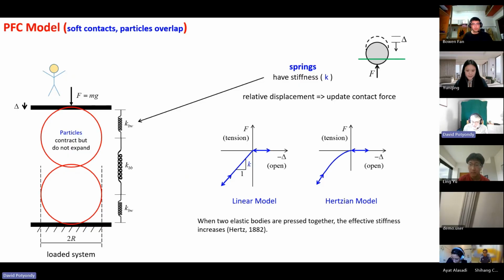This is just a quick thing. We talked about this a lot more in the first 2 lectures. I'm going over this again, Yung King, obviously, and Shihang, because I think this is important stuff. If you actually push together 2 elastic surfaces, there's a theory of elasticity solution done by Hertz in the 1880s. And what you really will find is that as you push them together, this slope will get bigger and bigger. It will stiffen. We also have this in PFC. We call this a Hertzian contact model.